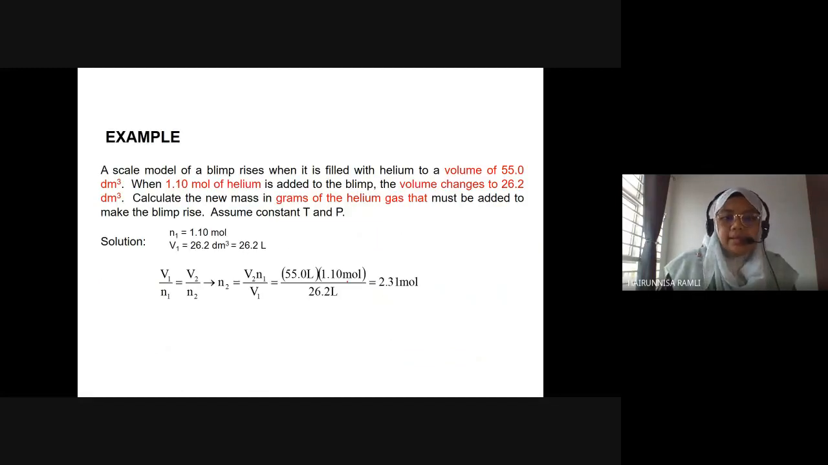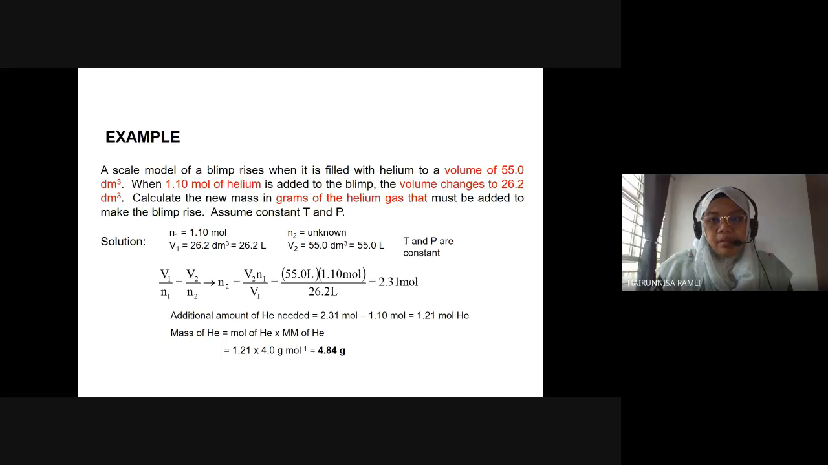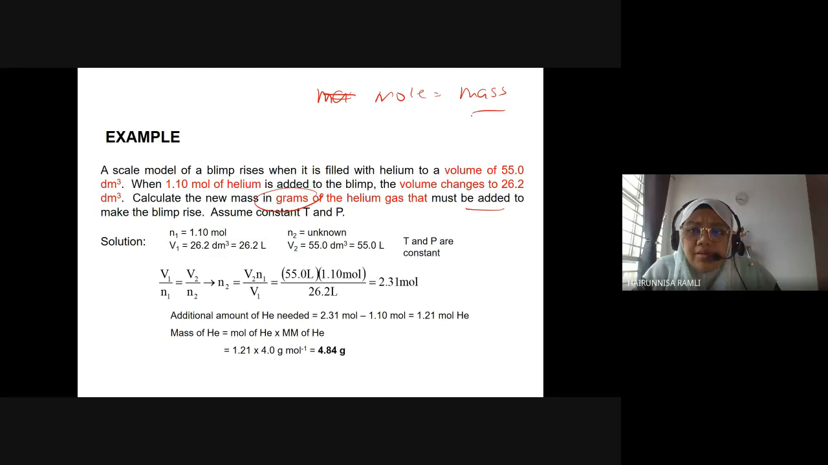Again, let's say for the example. Mentioned here, I will not read in full. The original volume is 55 dm³, and then when 1.1 mol of helium is added to the blend, the volume changes to 26.2. Calculate the new mass in grams of helium that must be added. When it involves mol, notice? It does not ask for mol, it asks for mass. It is up to them, because mol we will always relate. Sorry, mol equals mass over molar mass. So here, you can still find it.